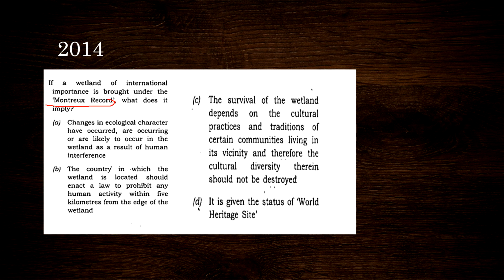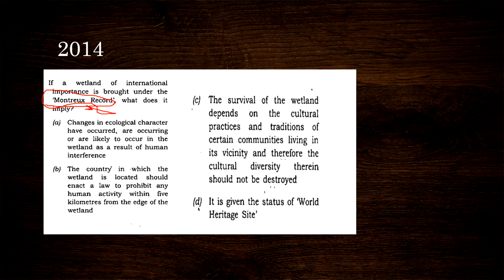What does it imply? We should know that the Montreux Record is a part of the Ramsar Convention, whereby wetlands which are in a very dangerous situation are placed under it. From India, Chilika Lake and Keoladeo National Park were already put under this. After that, I think Chilika was removed from the Montreux Record because of its huge conservation achievements. Now, let's see the options.